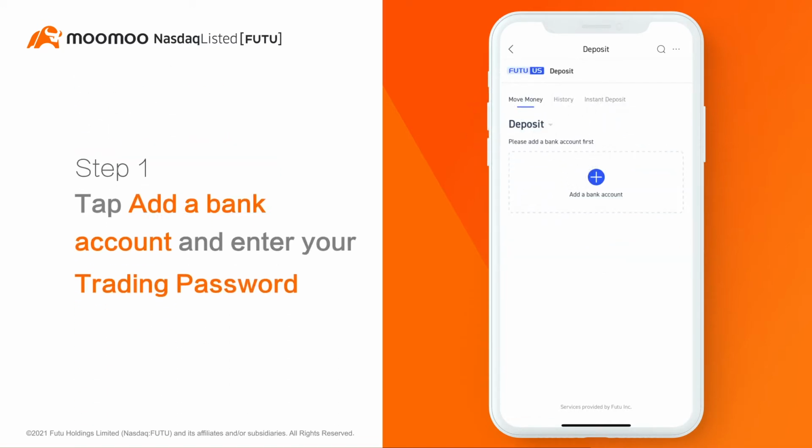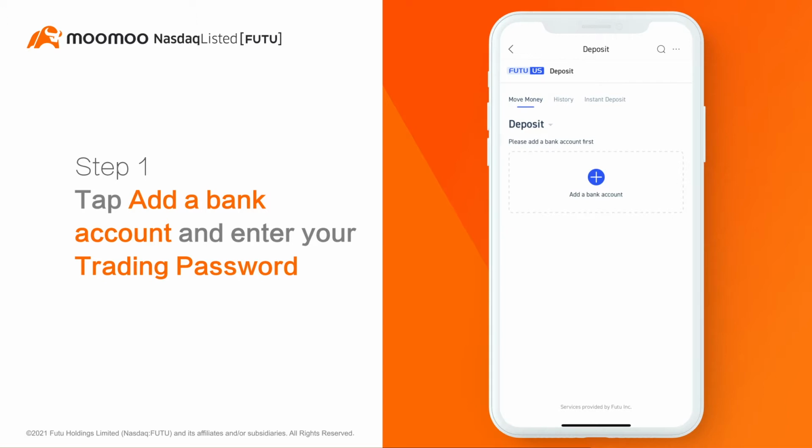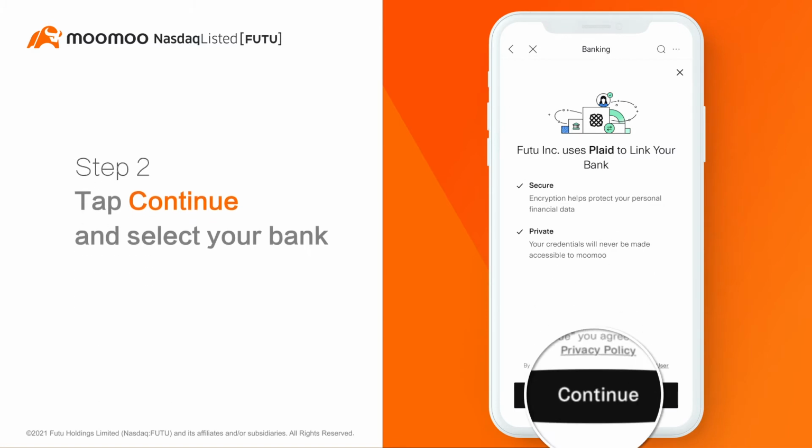If you haven't deposited before, please link your bank account to initiate the first depositing process. Tap Add a bank account and enter your trading password to begin. Please notice that only US bank accounts are allowed. Tap Continue to link a bank account.